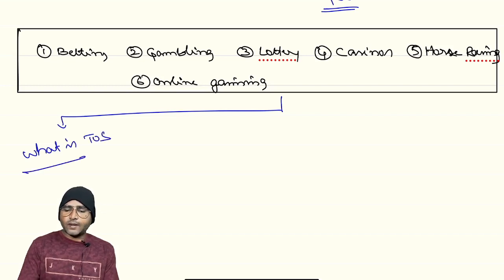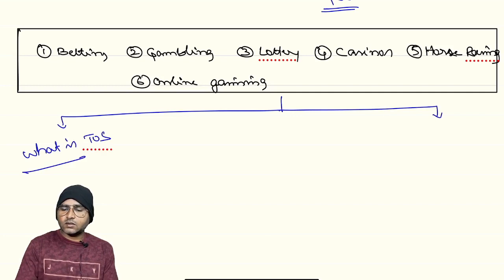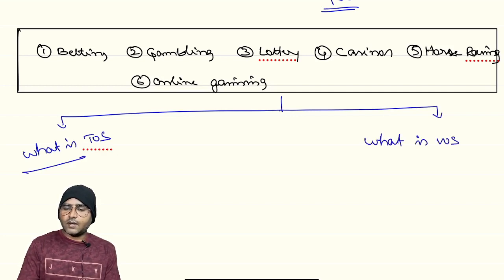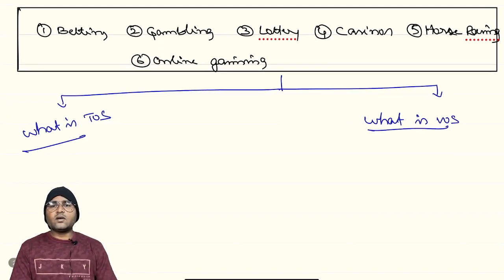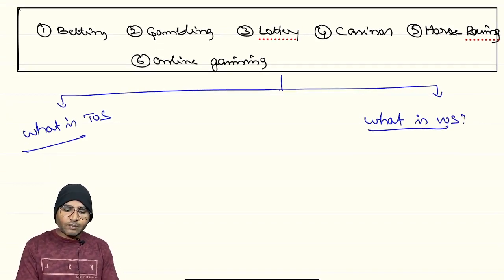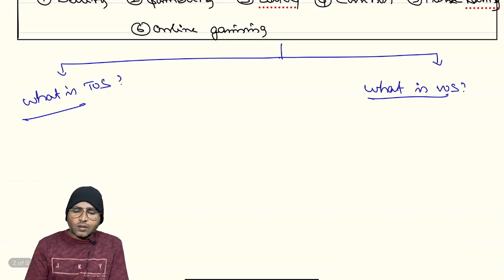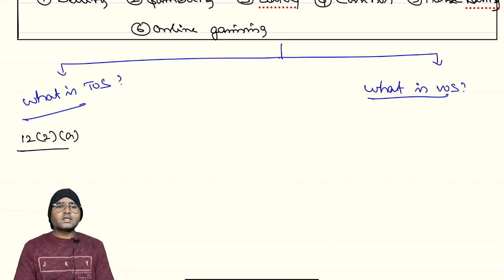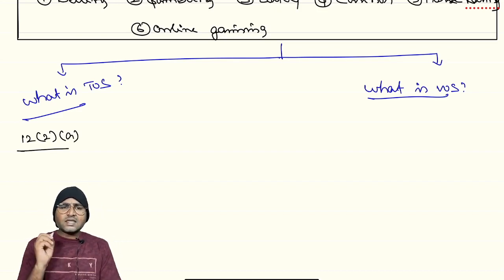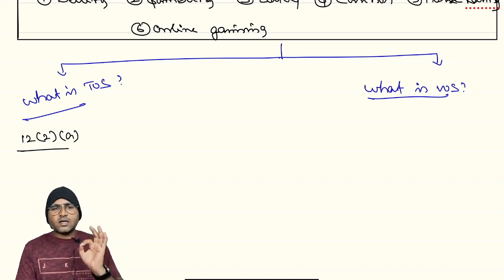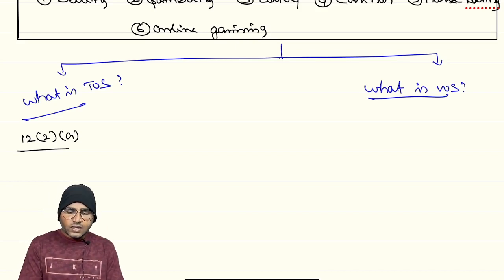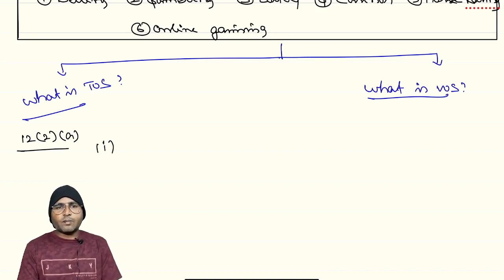What is the time of supply? And next, what is the value of supply? Time of supply and value of supply. Now in the time of supply concern, the general provision, Section 12 subsection 2 clause A. What is the time of supply in relation to goods in general or normal situations?